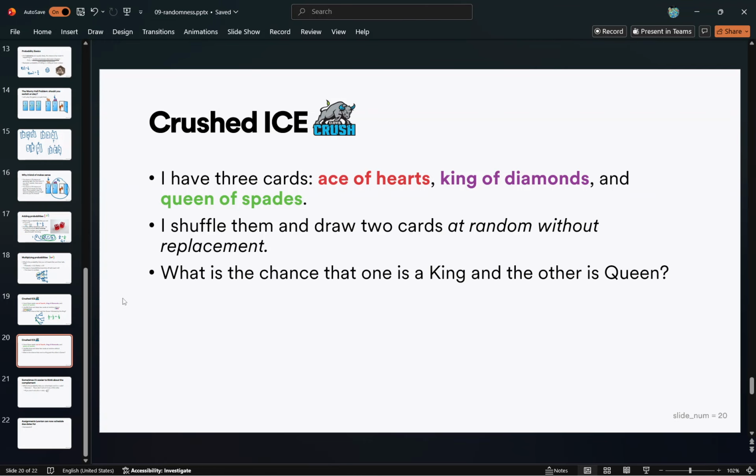But is this going to be, is this like an "and" question? Is this an "or" question? I think it might be both. One is a king and the other is a queen. The 2 cards that I picked.